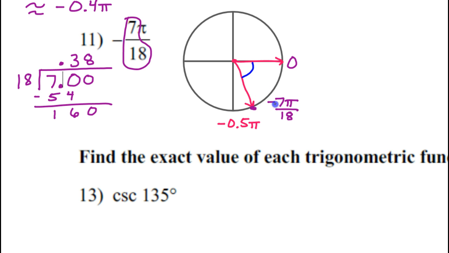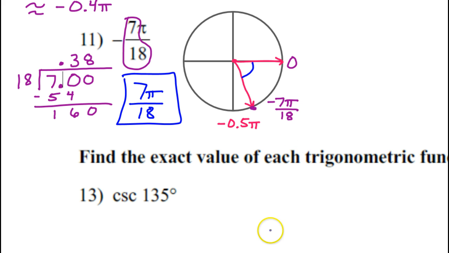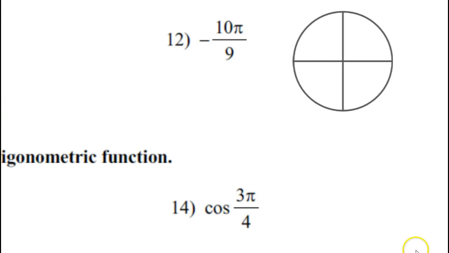So the only thing is, for the reference angle, it's always positive. So we're not going to say negative 7 pi over 18. We're just going to say 7 pi over 18. Okay, because basically the angle itself is the reference angle, except for we need to consider it as positive when we talk about reference angle. All right, that was a little weird. One more.